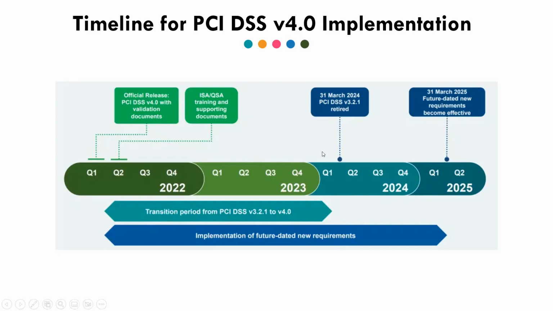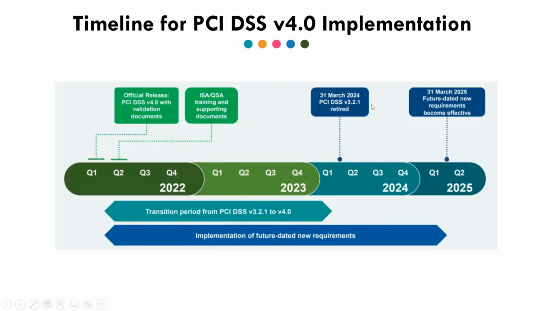Now you have a grace period from March 2024 all the way to March 2025. All those requirements that are labeled as best practices within the new version of the standard, which is version 4, that you can choose to comply with or not, by 2025 they will become set in stone. So now you have to follow them. We are not going to classify them as best practice anymore, right? I hope that makes sense.